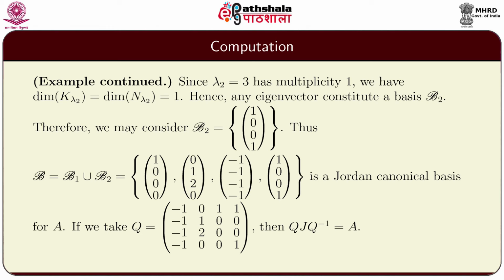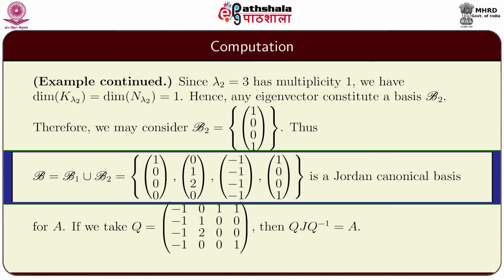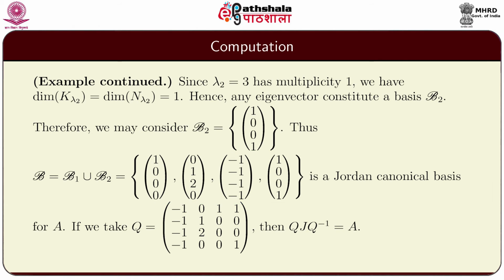Now, we have B, which is the union of those two bases for the generalized eigenspaces, and we have 4 vectors: (1, 0, 0, 0), (0, 1, 2, 0), (-1, -1, -1, -1) and (1, 0, 0, 1), and this is the Jordan canonical basis for A. And if we want to write the basis change matrix, that would be Q, where the columns are precisely filled with those vectors appearing in the basis. Therefore, QJQ inverse is A.